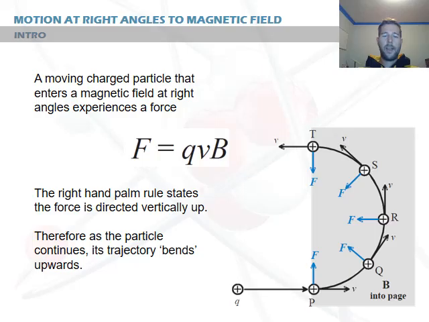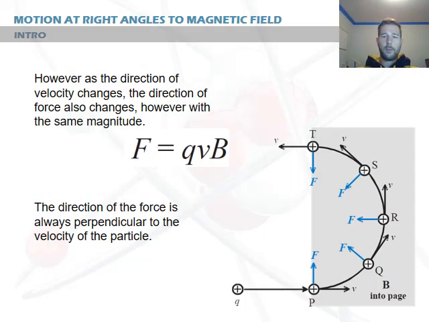Now we can use the right hand palm rule to find the direction of this force. So in the example that we've got here, we've got the magnetic field into the page. The charged particle is a positive particle and it's moving to the right. So with our right hand palm rule, we can see that the force is directed up.